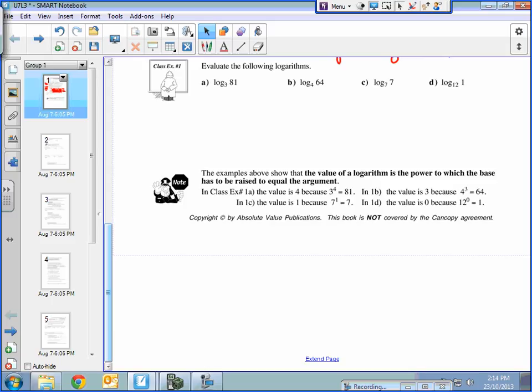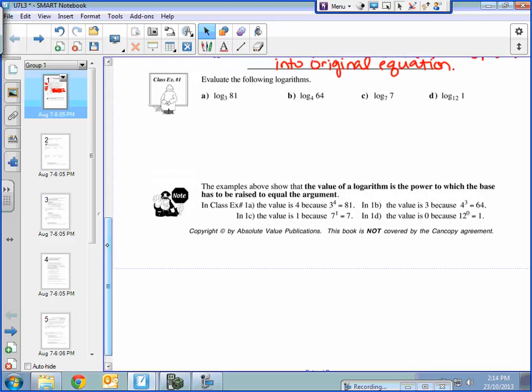Evaluate the following logarithms. Log of 81 base 3. Okay, let's set it equal to v. Oh, let's just go x.